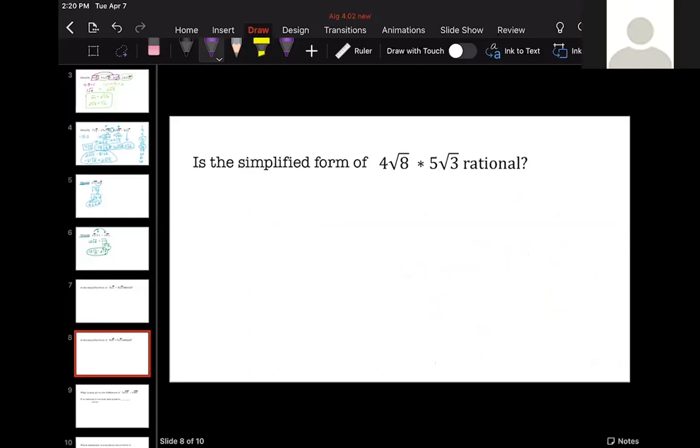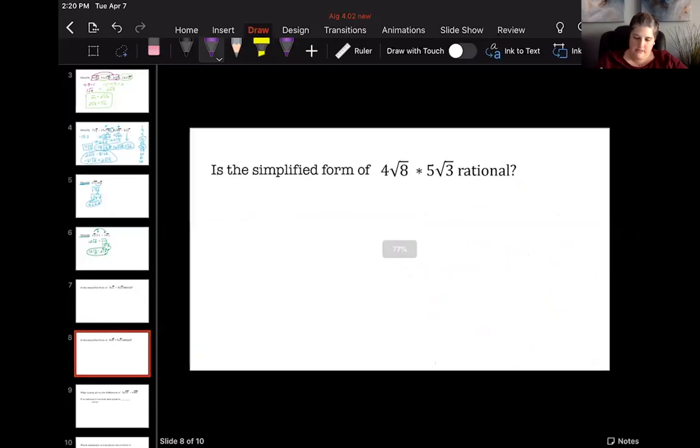Kennedy. Okay, is the simplified form of 4 square root of 8 times 5 square root of 3 rational? All right, so like I said before in number 1, we can only multiply like things together. So the front number times the front number is 20, and the radicand times the radicand is 24.